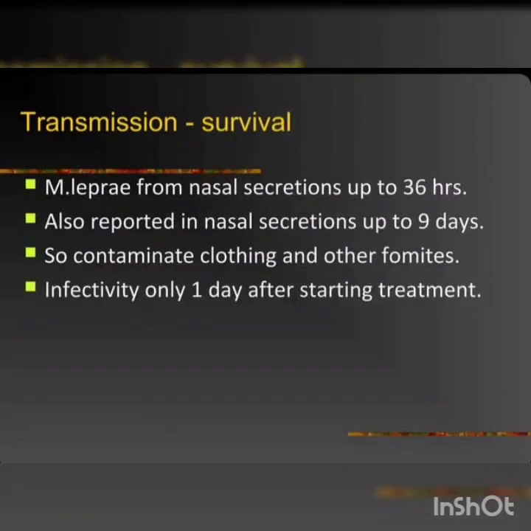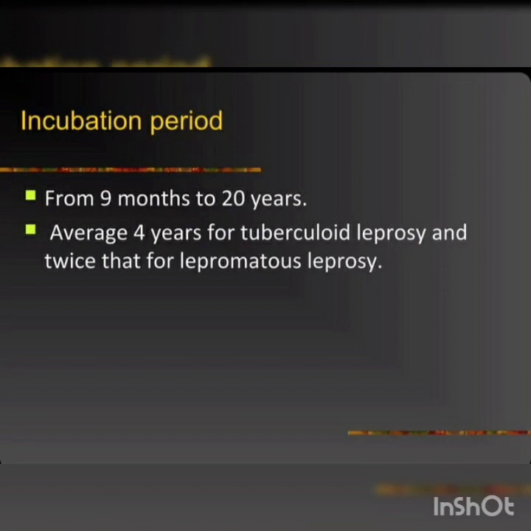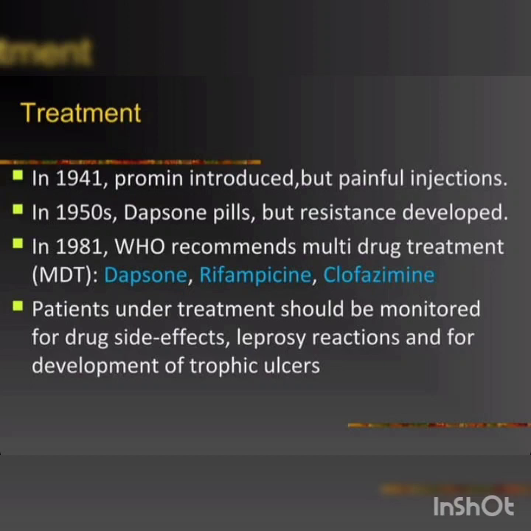Transmission is basically through nasal secretion, which can carry the bacilli up to 36 hours. Leprosy bacilli stay in nasal secretion up to 9 days. So contaminated clothing and other fomites can also spread it. The incubation period is from 9 months to 20 years, average 4 years for tuberculoid leprosy and twice that, 8 years, for lepromatous leprosy.